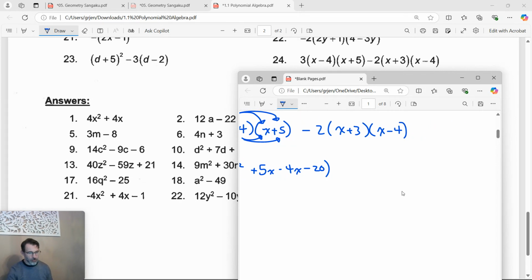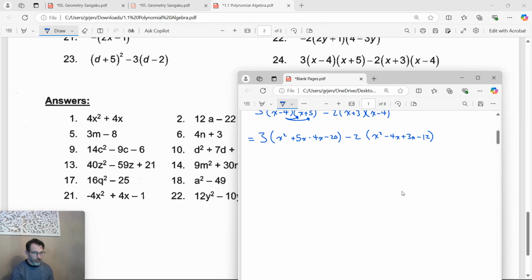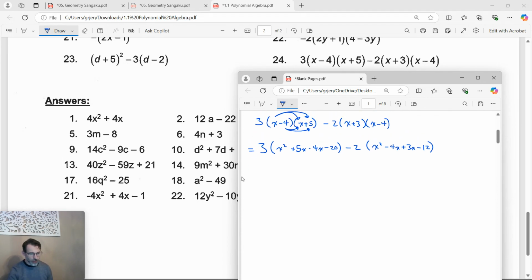Next, we want to go ahead and do these ones. Minus 2 can hang out there. And then I get x squared minus 4x plus 3x minus 12. Okay? Now, we go ahead and work the next bit, which will look like this. We're going to simplify in those brackets. So we've got 3 times (x squared plus x minus 20). Okay. Minus 2 multiplied by (x squared minus x minus 12). Did I do this wrong in class today? I don't know. Now we get to distribute these in, but it's a triple distribution.